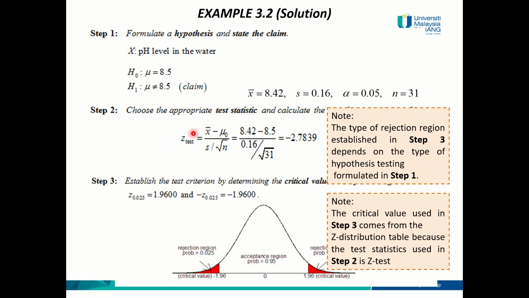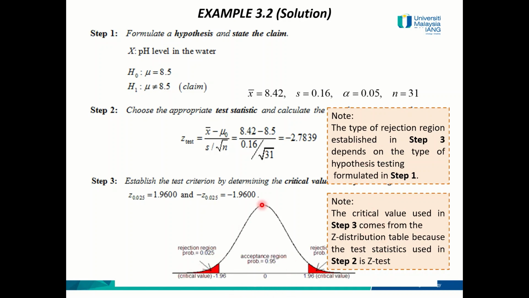So if in step 2 you use the t-test, then in step 3 you will need to find the critical value from the t distribution table. So this will be the t critical value instead of the z critical value. Okay, understand? Right. So please take note of these two important things that will determine your step 3. Okay, these two important notes. So that is step 3, class.